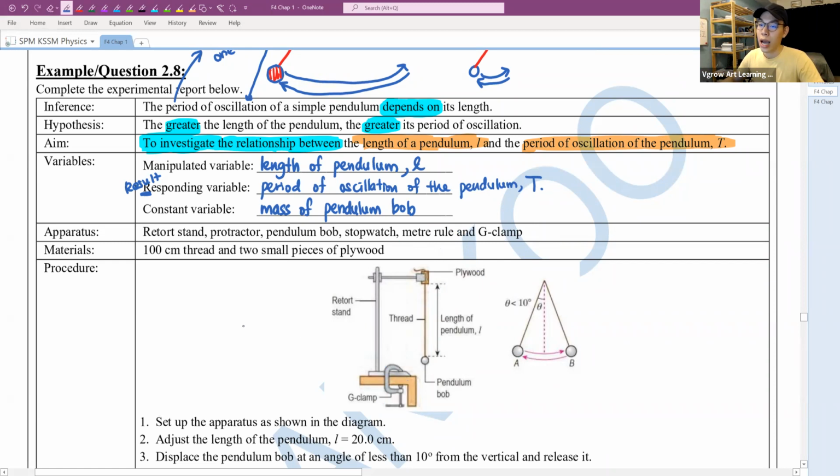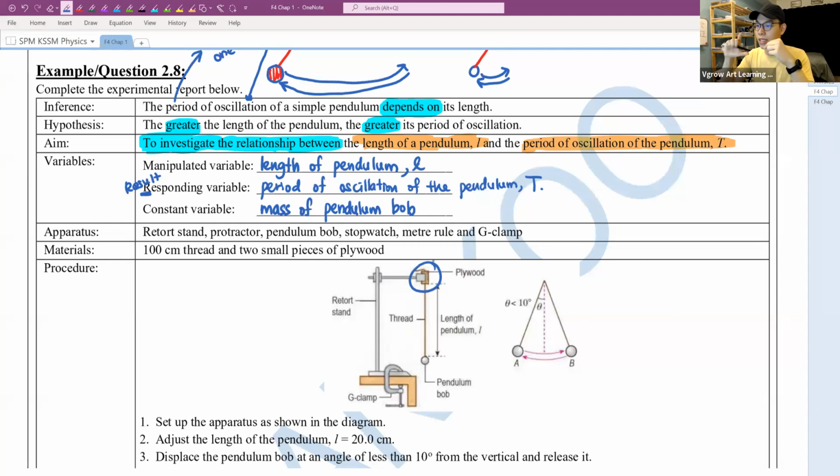Then we want a 100 cm thread. The thread would be part of your pendulum, hang to the pendulum bob. And then two small pieces of plywood. The plywood is up here to, what's that word, to put the string in between the plywood, to securely hold the string in place, so that the string will not go up, go down like that. It will securely hold the string.